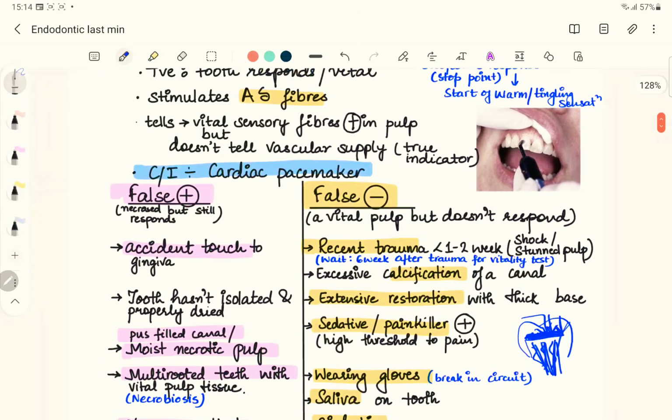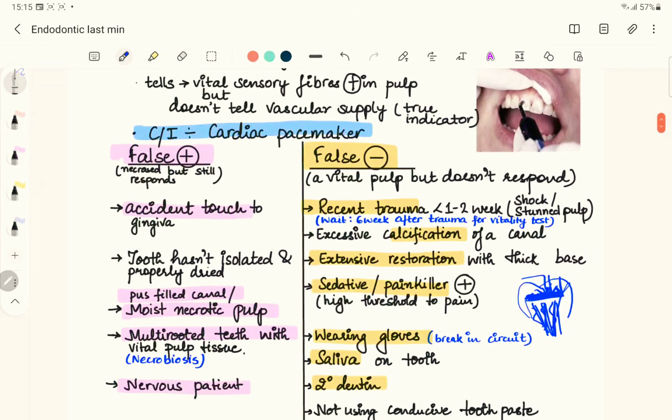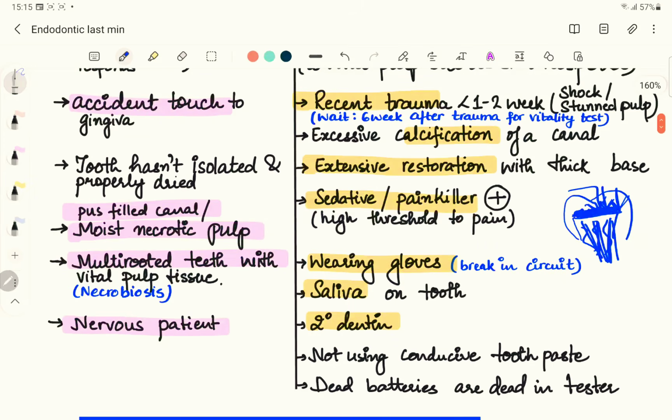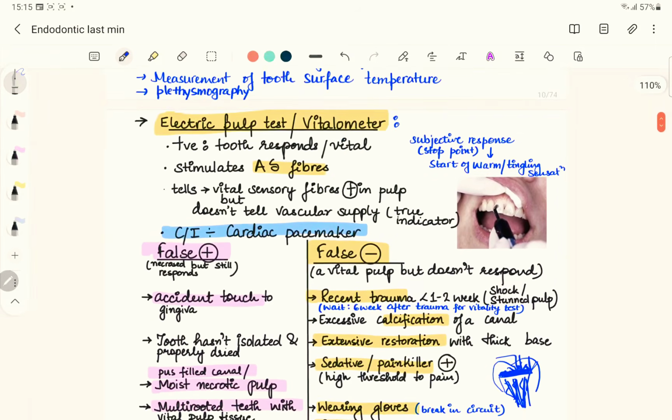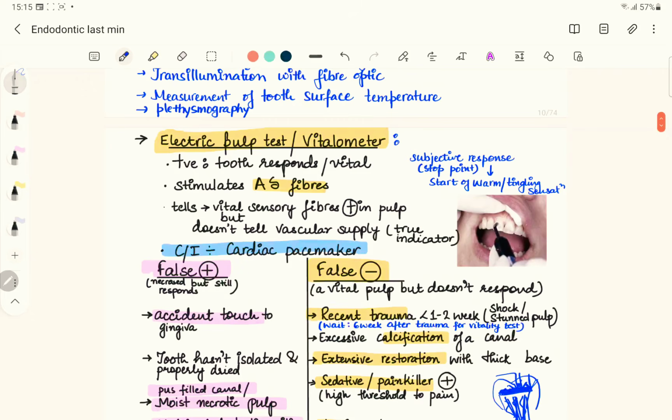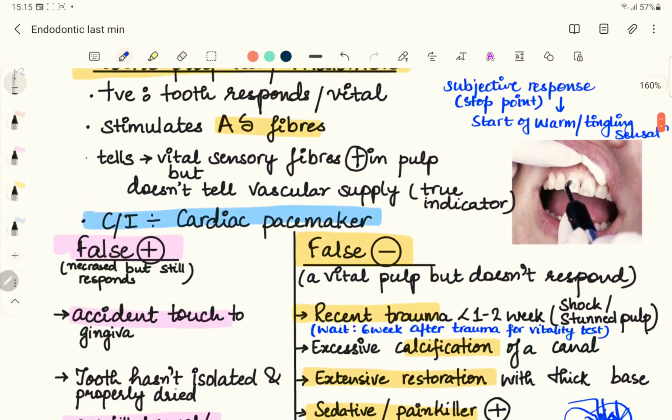False positive means the pulp is necrosed but it is still responding. That means either it is a moist necrotic pulp, or one canal is necrosed and the other one is vital, or you have accidentally touched somewhere other than the tooth, or the patient is a nervous patient. All these things can be asked separately, specifically in any of the questions. False negative, see guys, it is very important that you understand and learn the false positive and the false negative, because sometimes it is asked in the question.